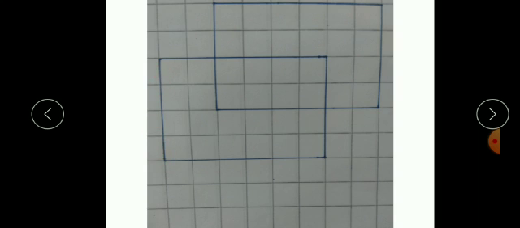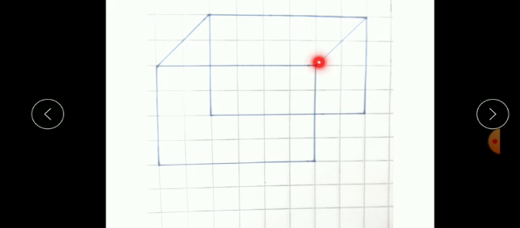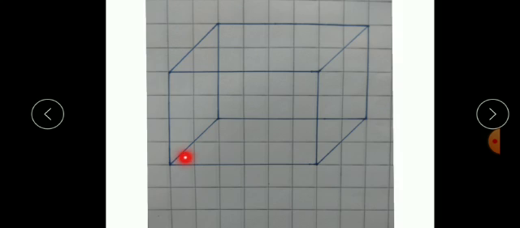Now we have to draw a cuboid. For that we have to join the points of the rectangles. So let's start. First we will join these 2 points. This is the first line segment. Then join these 2 points. Then join these 2 points. And the last, join these 2 points. So in this way we get a cuboid. This figure is called a cuboid.